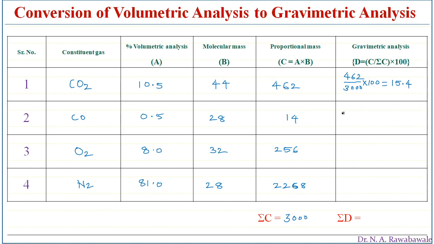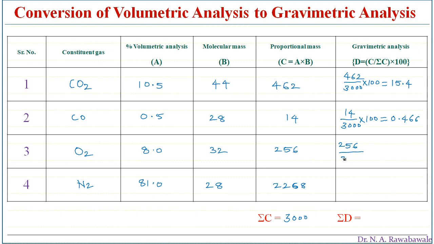So here carbon monoxide, 14 divided by 3000 into 100. On simplification it works out to be 0.466. So carbon monoxide is 0.5% by volume, whereas by mass it is 0.466%.